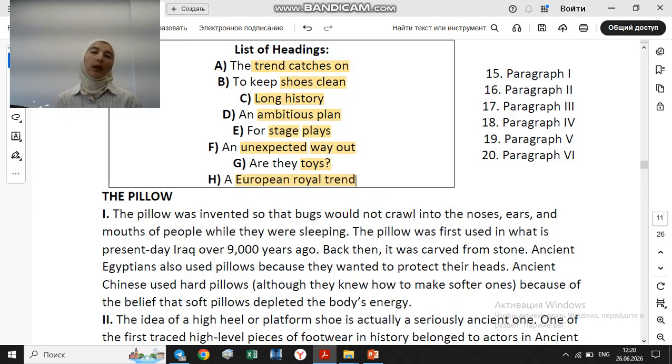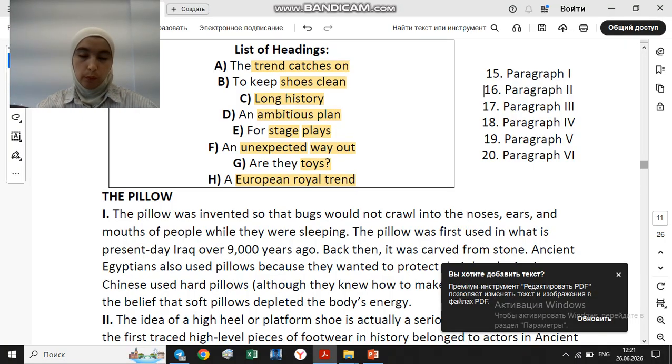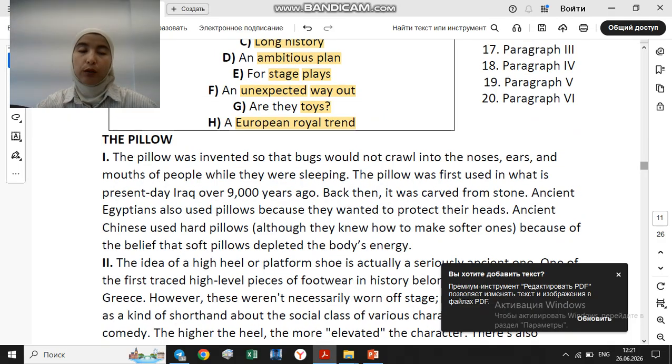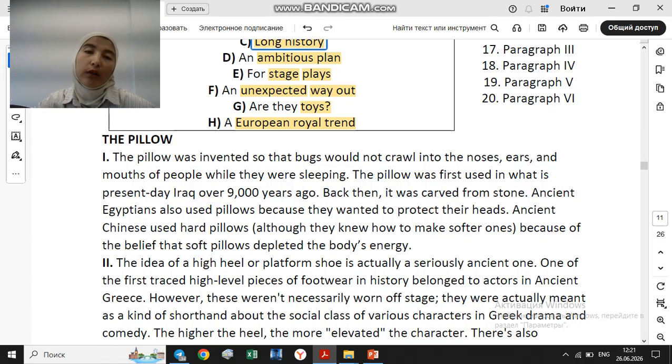So I have already analyzed the list of headings. Usually it takes 20 to 30 seconds to find the keywords in the headings. So I'm going to move on to the paragraphs. Usually I read a paragraph and go back to the list of headings and find out which one matches the best. So the first one, have a look, the pillow.